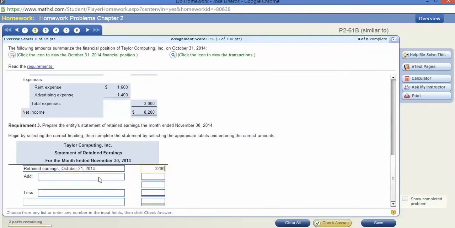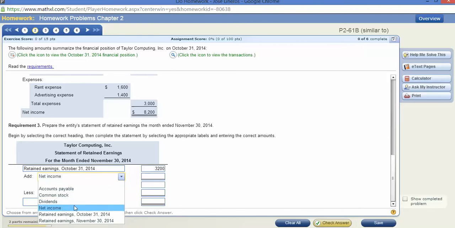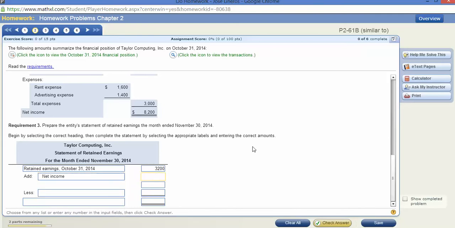What makes retained earnings go up is net income. Net income is right here, which is nice and handy right above us. And that gives us a total of $11,400, being the $3,200 plus the $8,200.